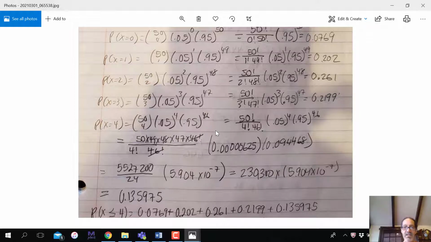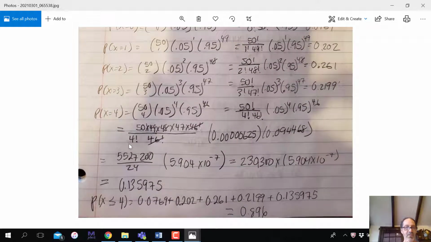So let's take a look at this. This is how we work out this binomial coefficient. 50 choose 4 is the same as 50 factorial divided by 4 factorial times n minus x, so 50 minus 4 is 46 factorial, times 0.05 to the 4, times 0.95 to the 46. So I actually worked it all out for you.